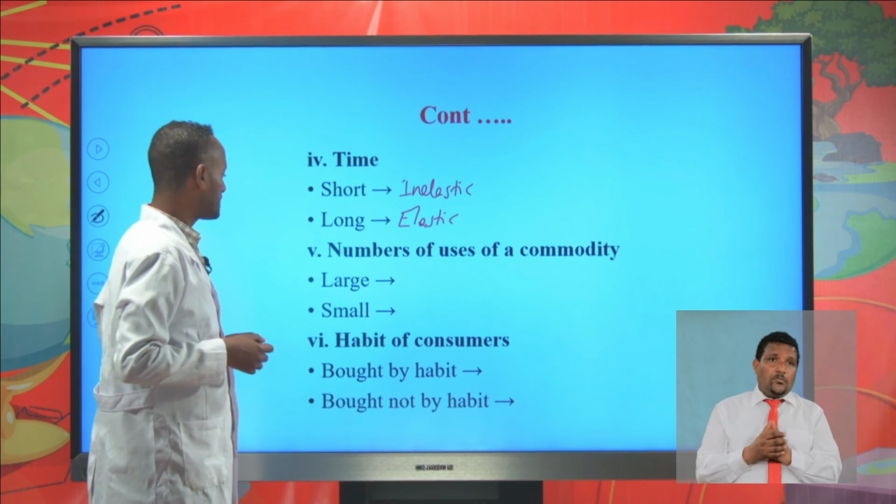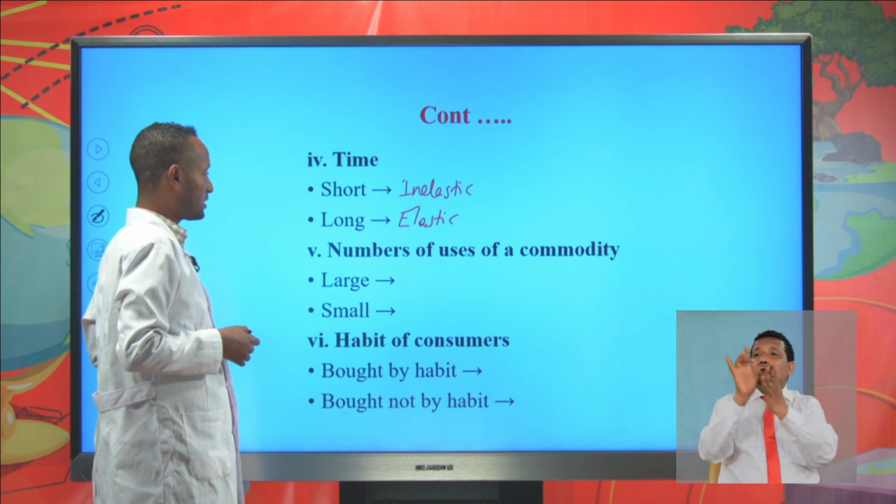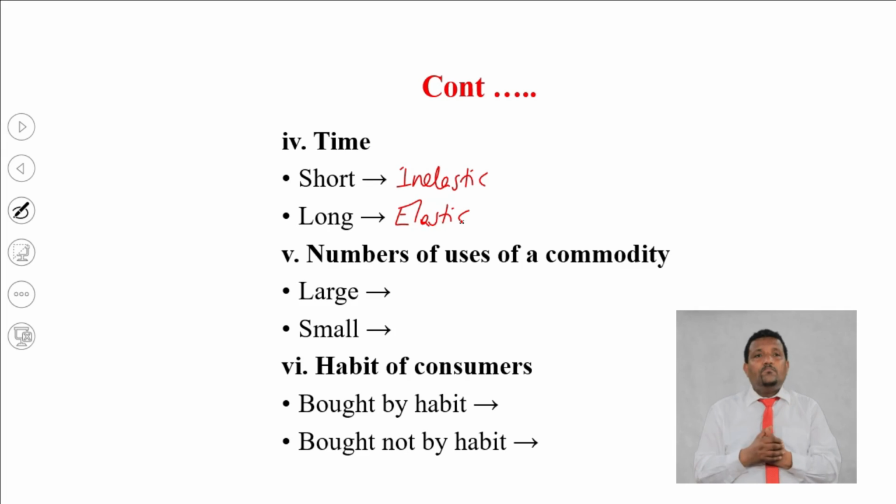The number of uses of a commodity is another determinant. If the product has a large number of uses, then we will be more elastic because we can reduce the number of uses of a commodity. But if it has a small number of uses, then the demand for a commodity tends to be more inelastic.